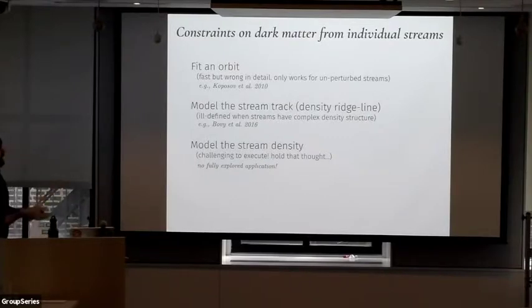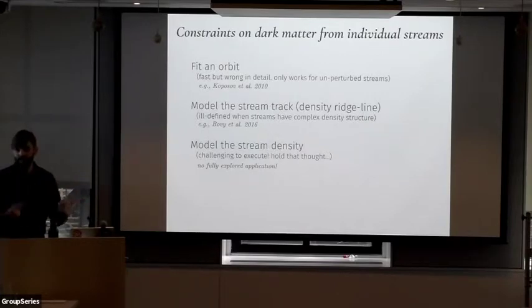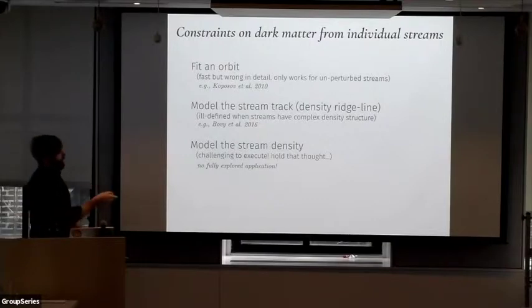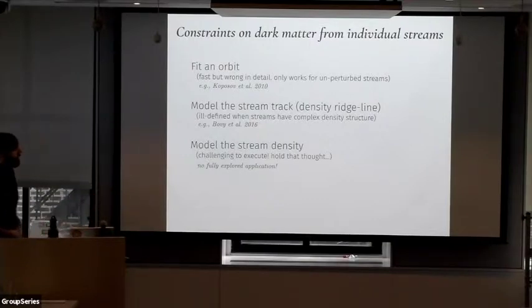So the simplest, I would say, is you just assume all of the stars in a stream are on a single orbit, and you just fit an orbit and vary the gravitational potential until the orbit goes through all of the phase-space dimensions that you measure for that stream. So this is pretty fast, and it's been used for some streams, but it's wrong in detail because there could be energy gradients along the stream, and if you have a perturbed stream, which I'll talk a lot about in a bit, then this doesn't really make sense.